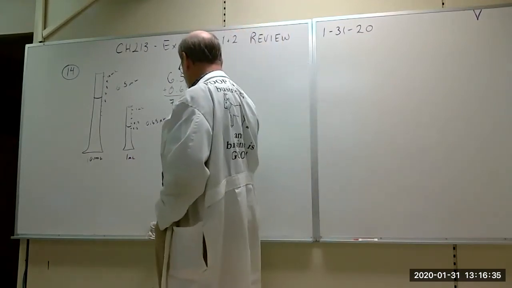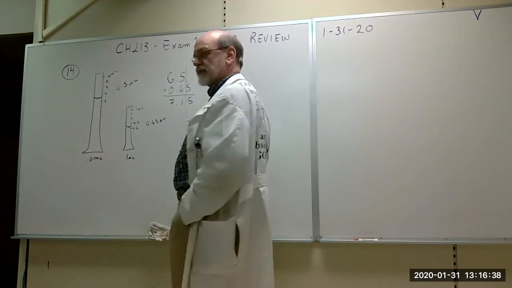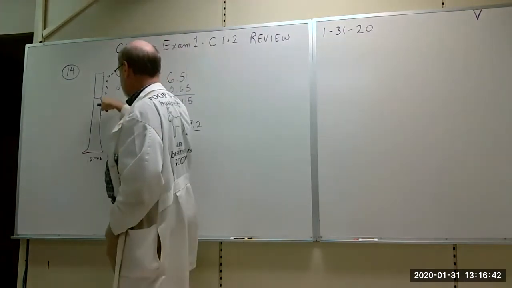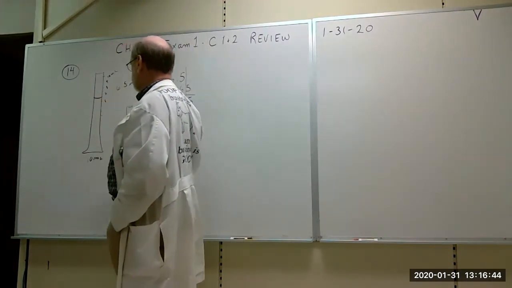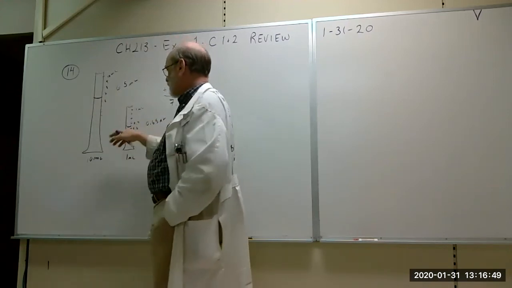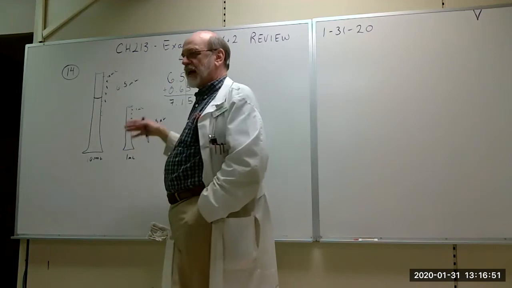So we're accurate to the tenths of a milliliter only because we've estimated to the tenths here. We estimated to the hundredths here, but you're only as accurate as your least accurate device.